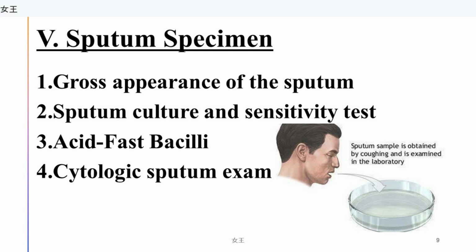Sputum culture and sensitivity test. Use sterile container. Collect specimen before the first dose of antibiotic. Acid-fast bacilli, to assess presence of active pulmonary tuberculosis. Collect sputum in 3 consecutive mornings. Cytologic sputum exam to assess for presence of abnormal or cancer cells.